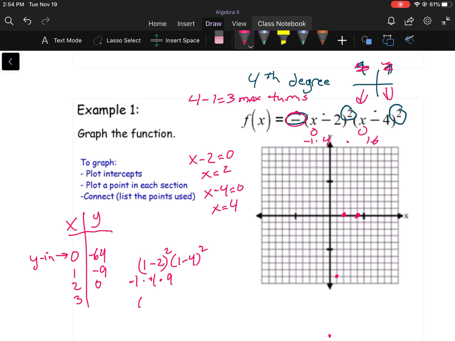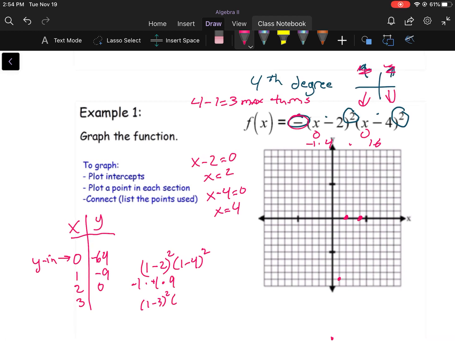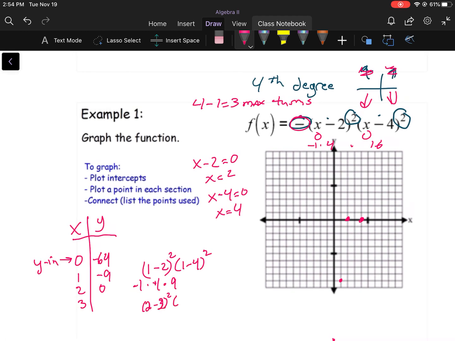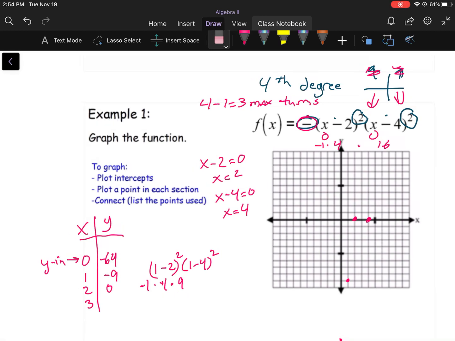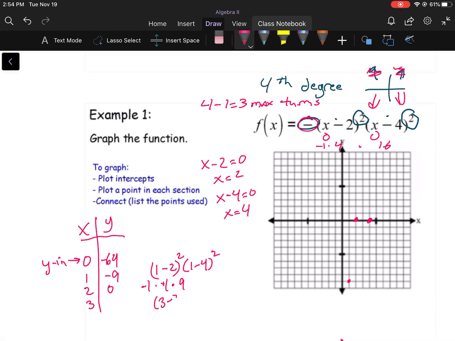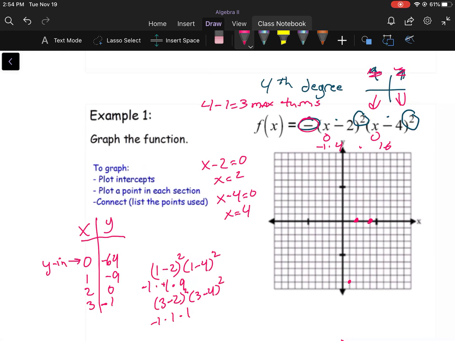I'm going to put in a 3. Sorry, that should have been a 2 there. I'll just erase that and start again. Again, I'm just putting these into my original equation, so let's go 3 minus 2 squared, which is 1. 3 minus 4 squared, which is negative 1 squared, or 1, times the original a value of negative 1. So I get negative 1 right there, so 3, negative 1. Again, I've got the answer for 4 at 0, so I'm going to put in 5.